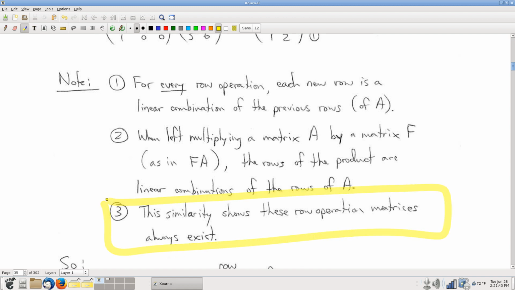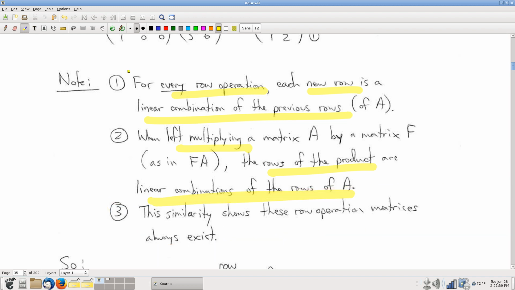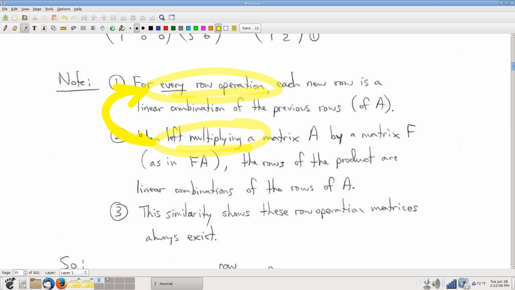Okay. All right. So these row operation matrices always exist. Row operations make new rows as linear combinations of the rows of A. Left multiplying makes rows of the product as a linear combination of rows of A. Said differently, row operations and left multiplying are doing pretty much the same thing.